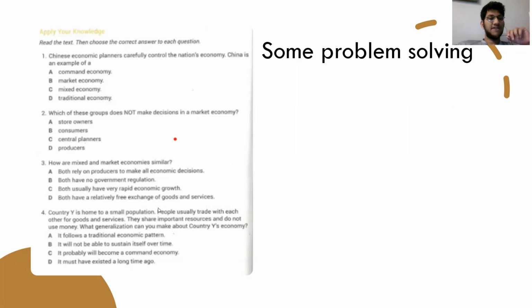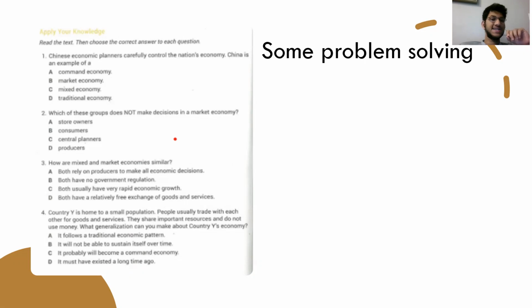In number 1, and feel free to pause the video if you're confused, if you want to think about the question before hearing me explain it. But we're going to start off with questions 1 and 3. In question 1, we see that Chinese economic planners carefully control the nation's economy, and that China is an example of A, a command economy, B, a market economy, C, a mixed economy, D, a traditional economy.